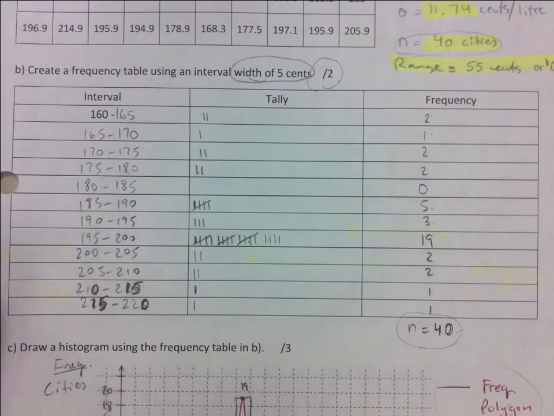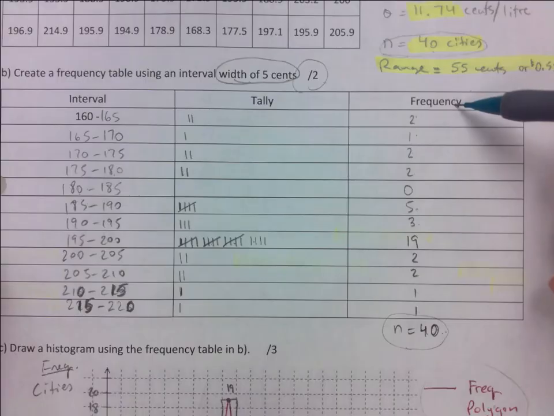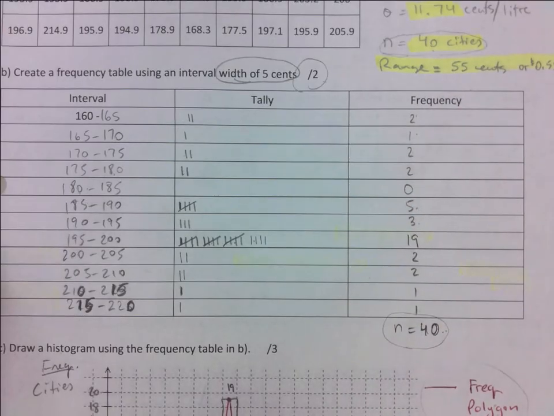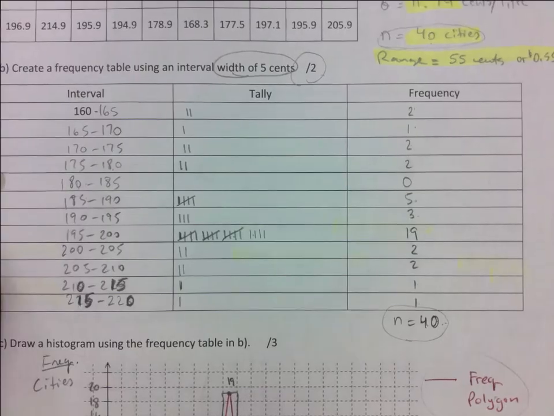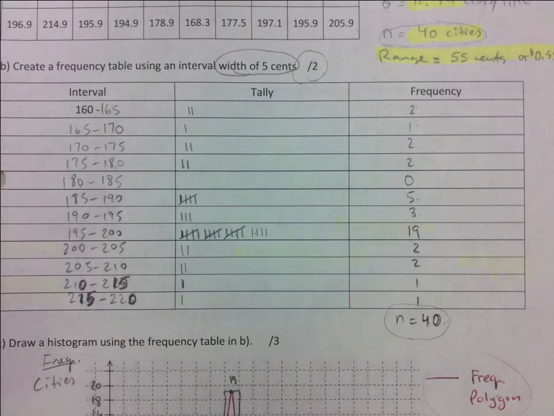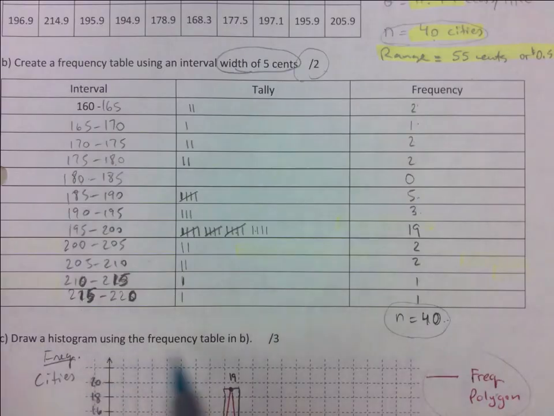Okay, so that's tally. Tally is like your running count, and then frequency is like your final count when you add up all the tallies. Okay, so 2 out of 2 there. Then you're supposed to draw a histogram and a frequency table.